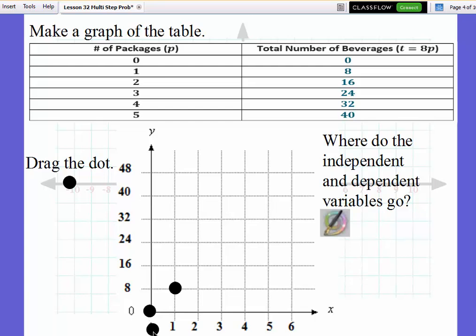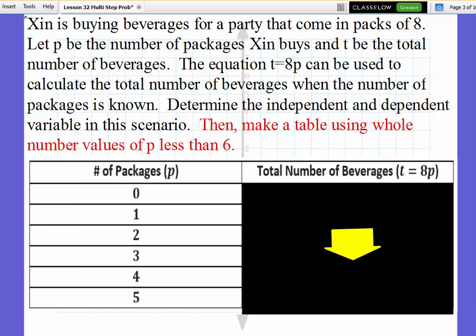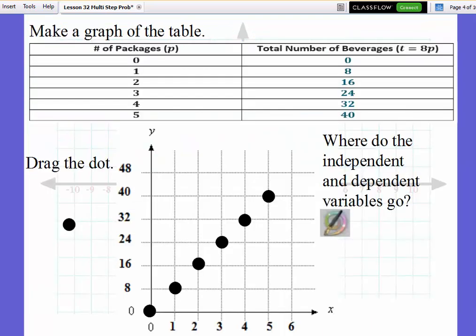My next one is 2, 16. 2 coming from here, 16 coming from there. My next one is 3, 24, and I'm starting to notice a pattern. 4, 32. It looks like it's going in a straight line. 5, 40. And do I graph this last one, 6, 48? I actually don't, since it was asking me to just stop at less than 6. I could though, and I very easily can tell that the next spot would be here.